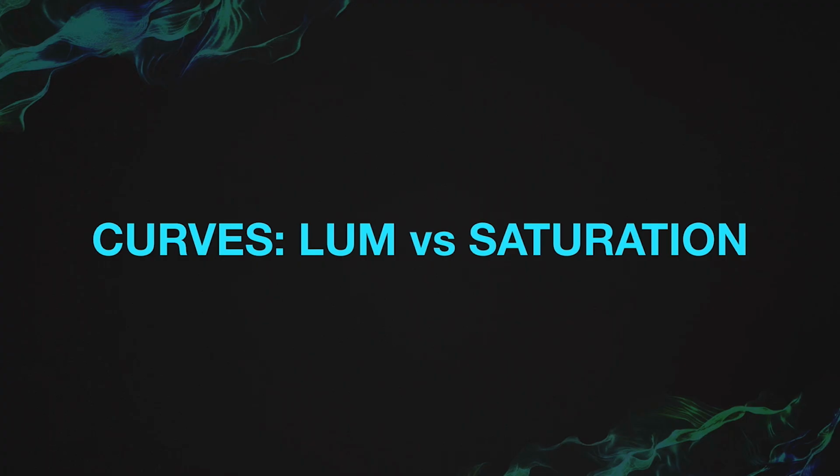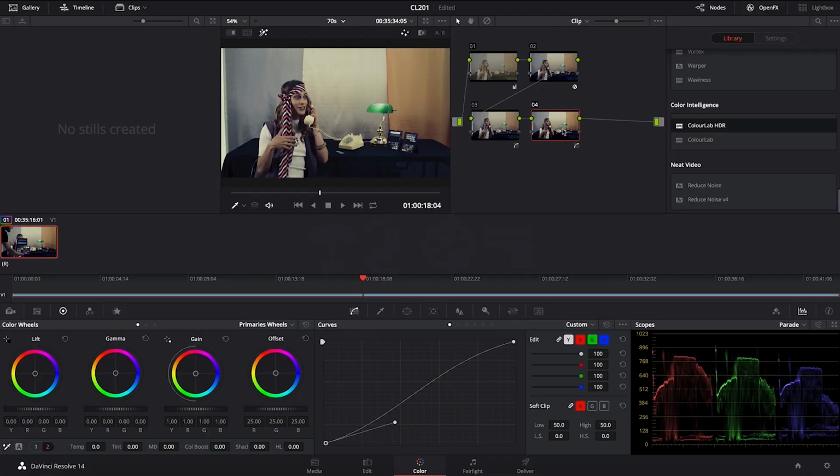Another curve that I like a lot is a curve called luminance versus saturation. Luminance versus saturation is a very handy curve if you would like to sometimes clean up your shadows.